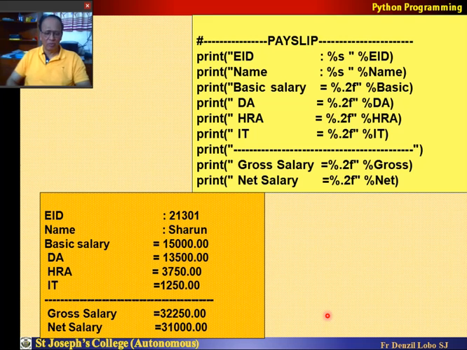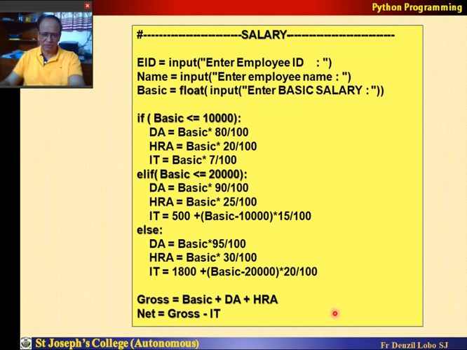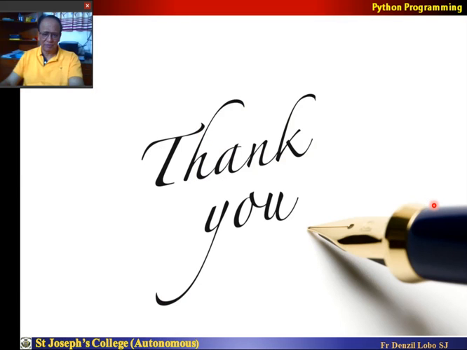So this is how we work out or calculate the gross and net salary. As you see, it is a multiple conditional statement: if, elif, else. As you see here, it is if, elif, and else. Please note always the colon here, and then you have to indent your code. All this should be in the same column. Thank you.